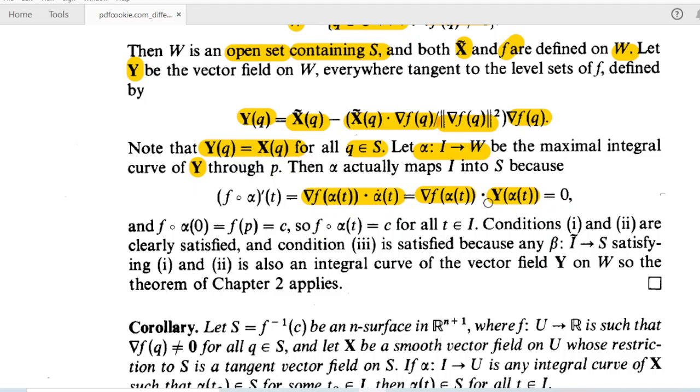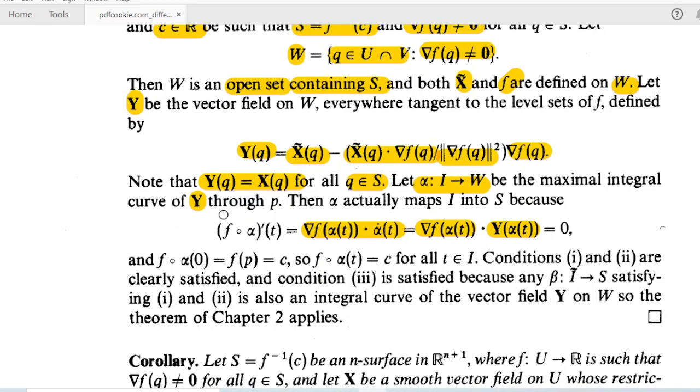So we know Y bar is defined on W and W contains S. So alpha from I to W means alpha actually maps from I to S also. So we know Y bar of alpha of T dot, this is equal to 0. So f composition alpha dash of t equals 0, which means the derivative is 0.